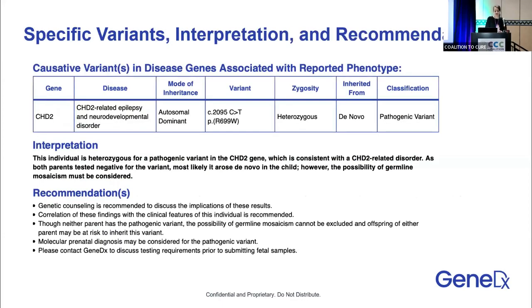But also, again, these are just blown up sections of each report. This would still be on page 1. So you see here, again, we knew we had a positive report. So we have the gene that was found, so CHD2. And the next section includes the disease that it's associated with, the mode of inheritance, the variant.